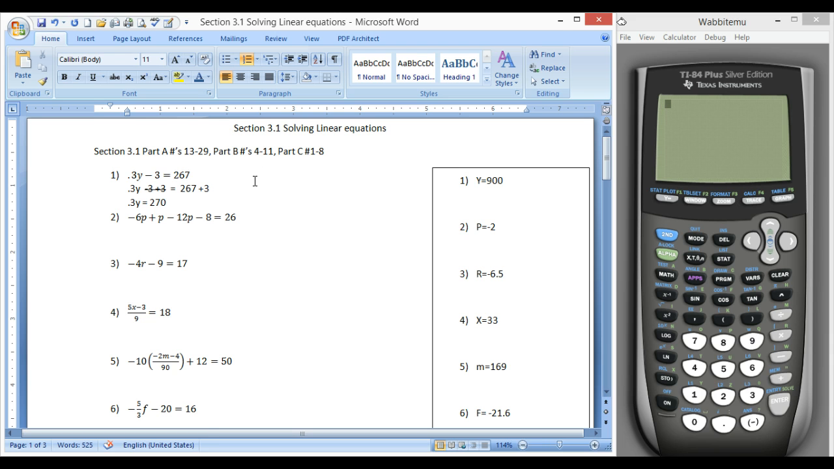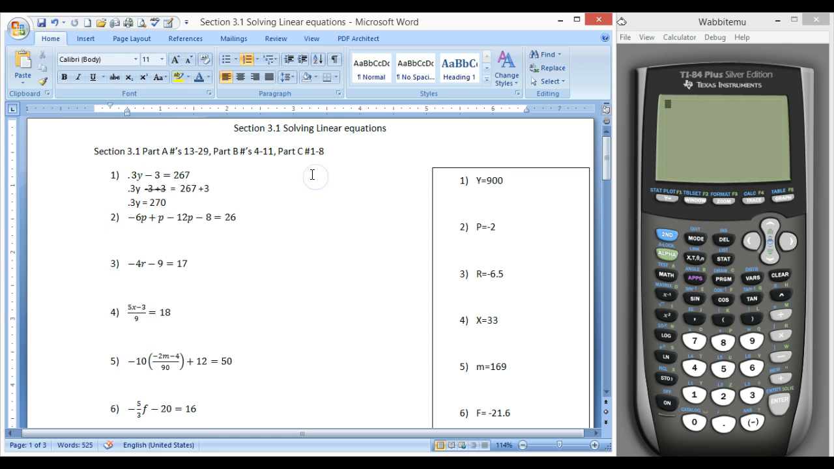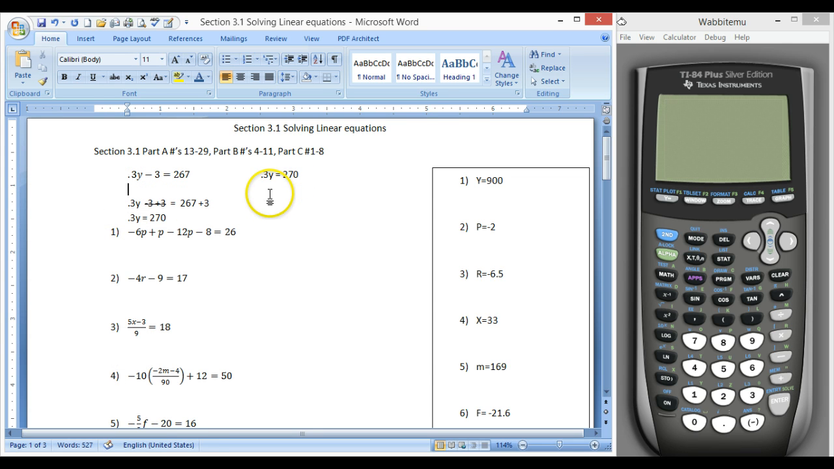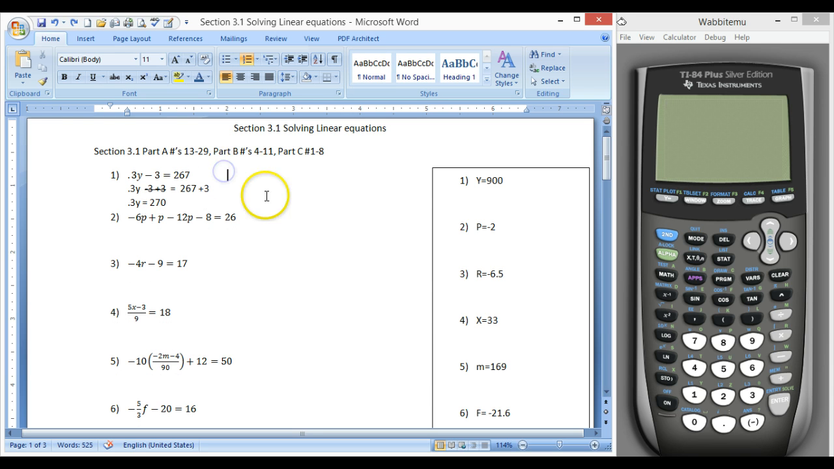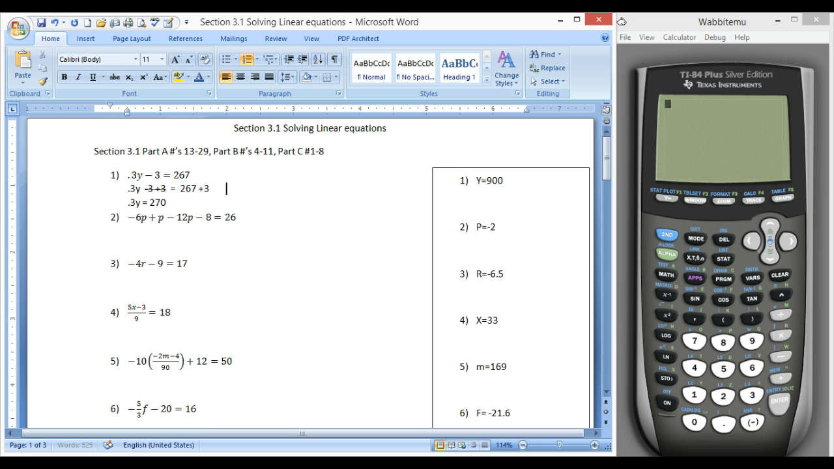Now remember, I'm doing the order of operations backwards because I want to undo what's happening. So I'm going to copy this. Oops, that made a big mess. Nope, still didn't work. So we'll just come over here. That didn't work either. Okay, so we have 0.3y equals 270.